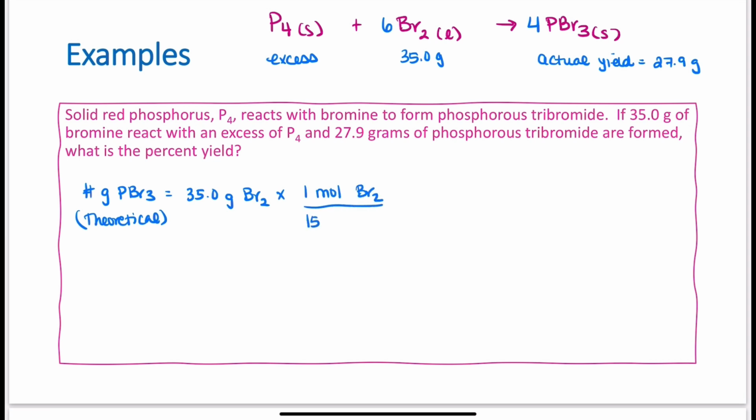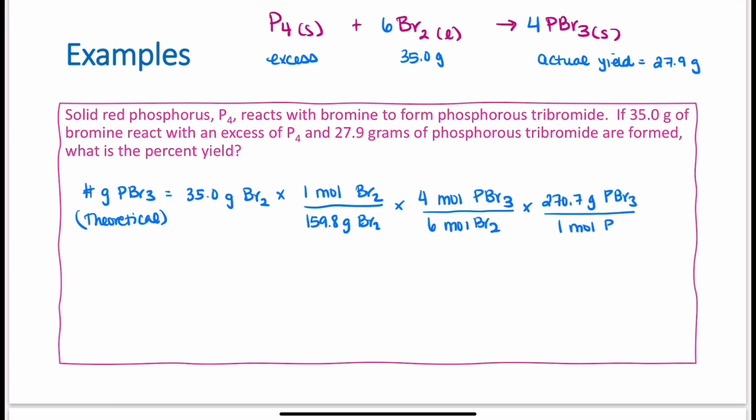1 mole of Br2 weighs 159.8 grams. Again, bromine itself is 79.9, so times 2, 159.8 grams. The reaction tells me that 4 moles of PBr3 are produced for every 6 moles of Br2 consumed. And when I add up the mass of PBr3, 3 bromines, so 3 times 79.90 plus 1 phosphorus, phosphorus is 30.7, I get a molar mass of 270.7 grams for every 1 mole of PBr3.